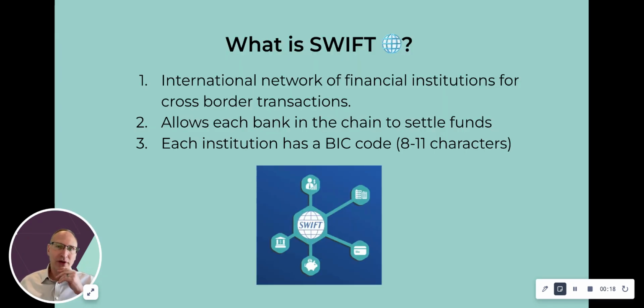SWIFT is an international network of financial institutions that allow for cross-border messaging. The messaging lets each bank in the chain know how to settle funds. Each institution has its own BIC code, often called a SWIFT BIC code. This is generally required for all cross-border payments, both inbound and outbound, whether or not a SWIFT message is actually used in the process. So let's talk about the first problem, using someone else's SWIFT BIC.